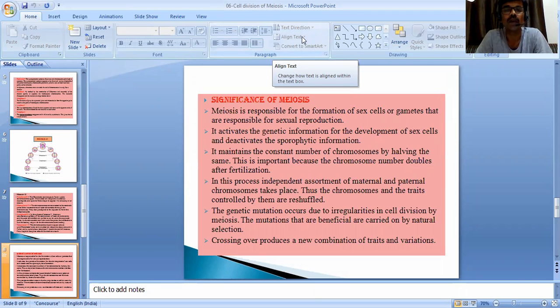In meiosis, what is responsible? Sex cells and gametes. These are the two that are responsible for sexual reproduction.